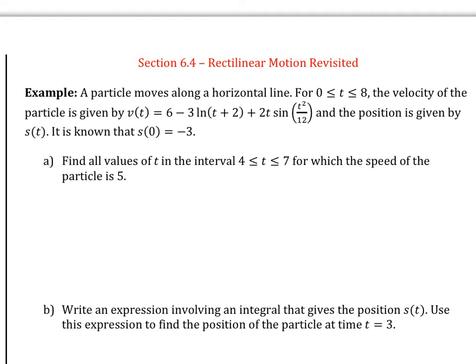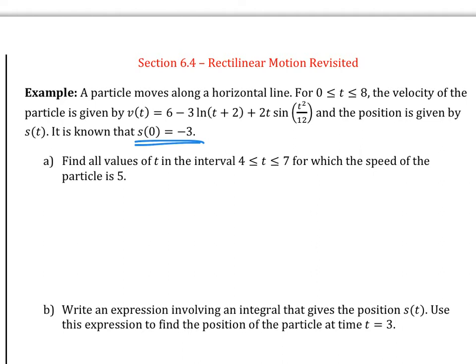A particle moves along a horizontal line. For 0 < t < 8, the velocity of the particle is given by this function, and the position is given by s(t). It is known that s(0) is equal to -3. You always want to be aware that there is an initial condition. A, find all values of t in the interval 4 to 7, for which the speed of the particle is 5.